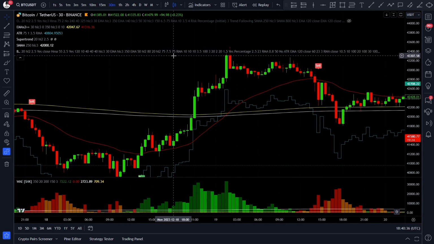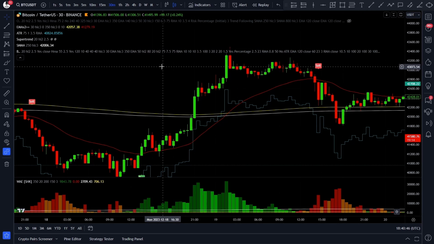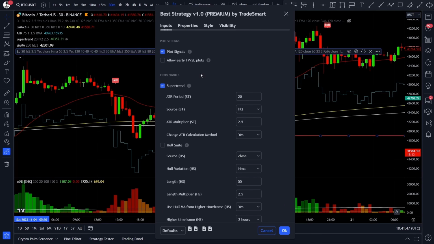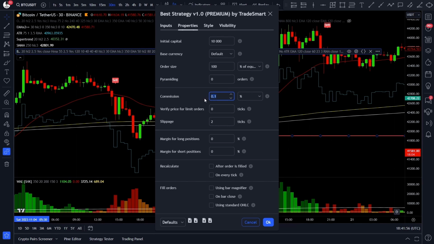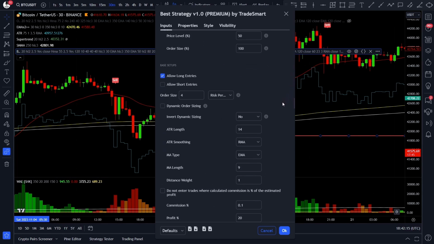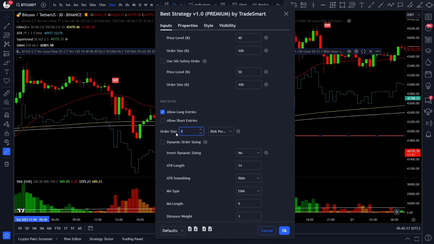Okay, now we have the full strategy set up and can start discussing the long entry criteria and other rules. Here is our premium script that I used to create this strategy with. You should know that I am using a 0.1% commission rate, which is the typical commission rate for Binance and Bybit, the two largest crypto exchanges. I am also using a 2-tick slippage, and for the position sizing, I will be using a 4% risk per trade non-compounding position sizing.